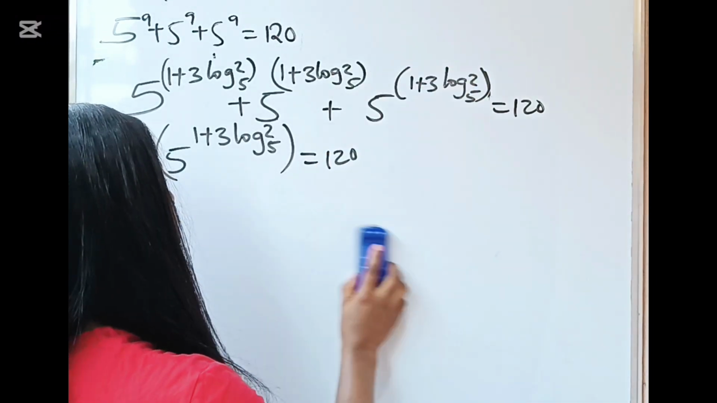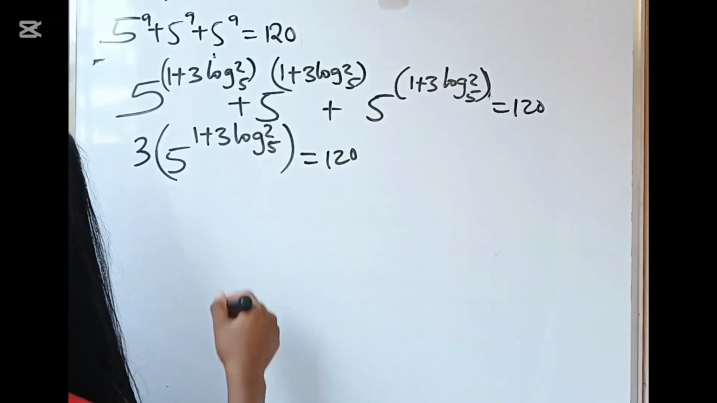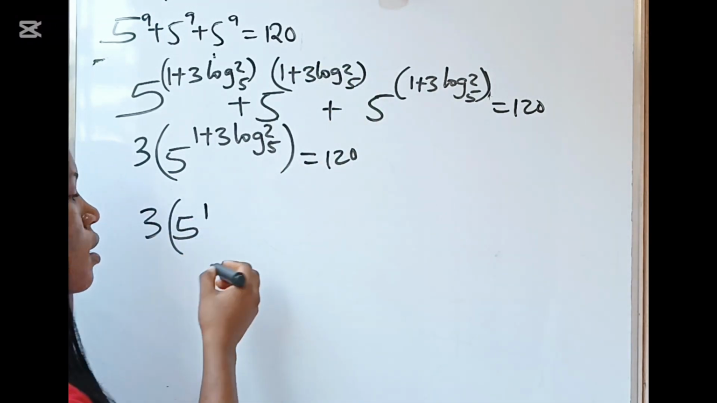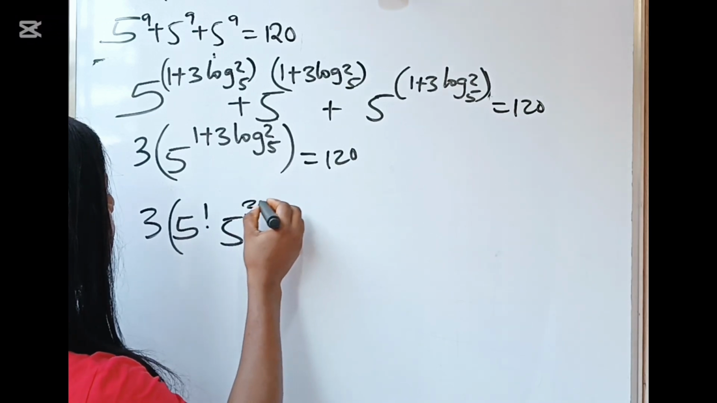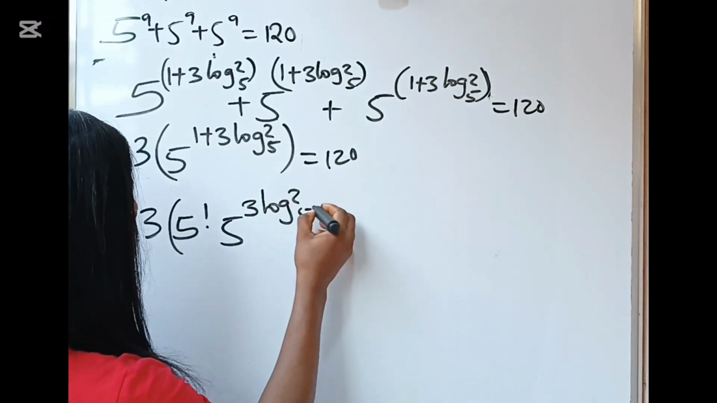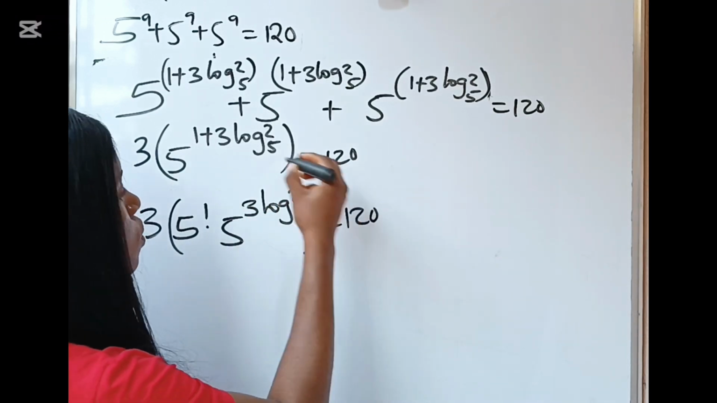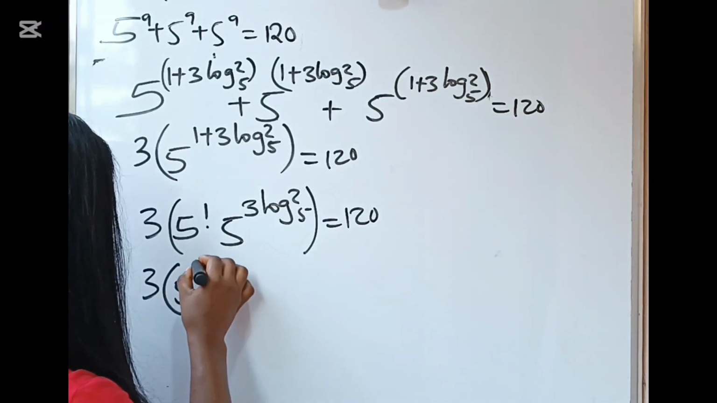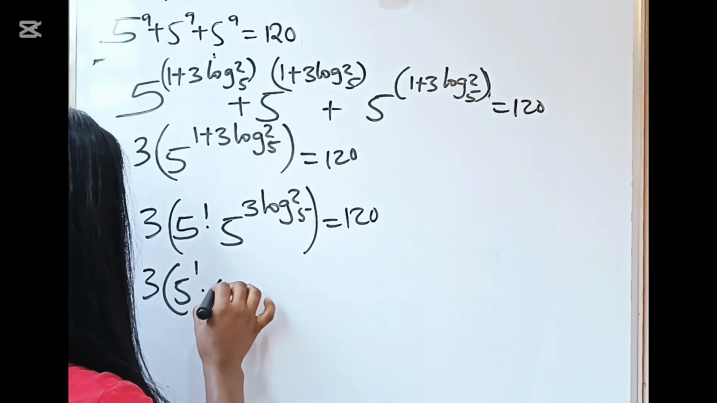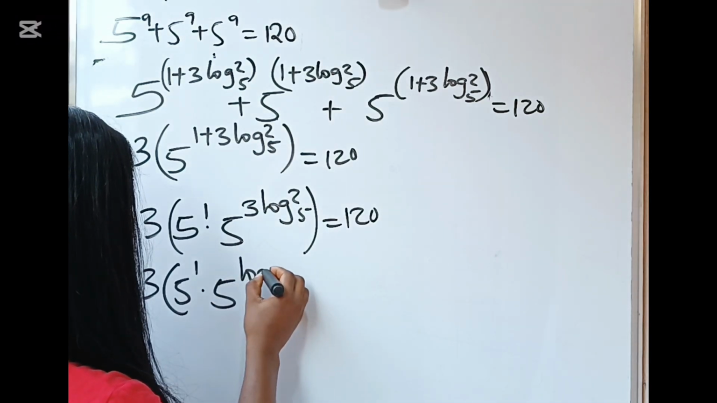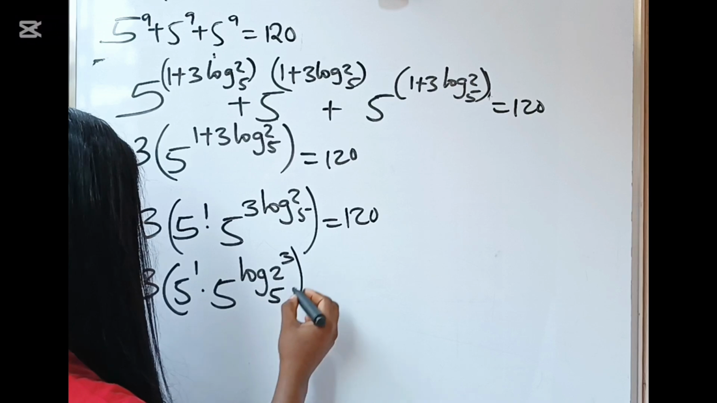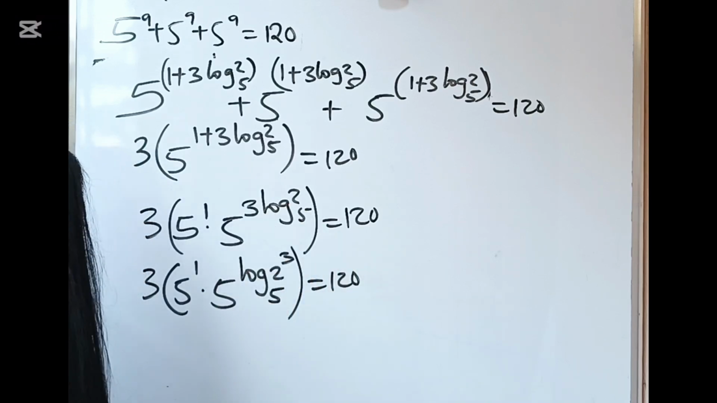Therefore, we can write this as 3 brackets 5 to the power of 1 multiplied by 5 to the power of 3 log 2 base 5, right, is equal to 120. So we have 3 bracket 5 to the power of 1 multiplied by 5 to the power of log 2. This 3 will come to become power, right? Yes, is equal to 120.